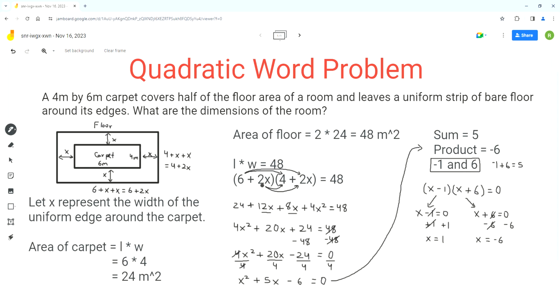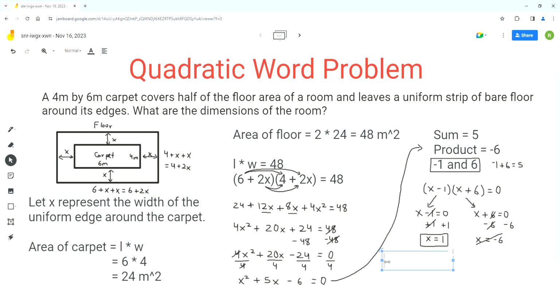Now x here represents the width of the border or the edge around the carpet. The width of that edge cannot be a negative number because width has to be a positive number. So x equals negative 6 is an invalid answer. So the only valid answer here is x equals 1.